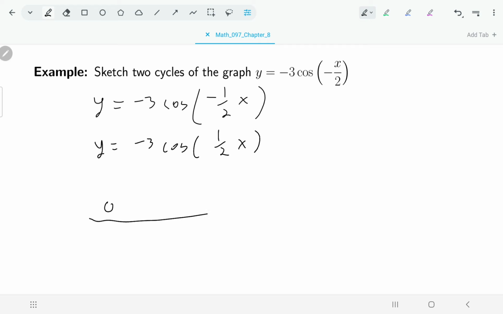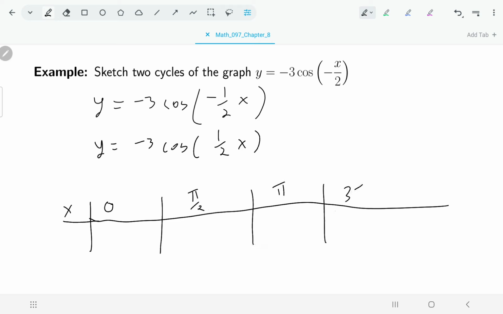I'll start with my basic shape. And my 5 x values, 0, pi over 2, pi, 3 pi over 2, and 2 pi. And for my graph, y equals cosine of x, the basic 5 y values are starting at 1, then down to 0, then to -1, then to 0, then to 1. So we're always starting with the basic 5 points, the ones that we started with at the start of this section, and then we'll just transform them.